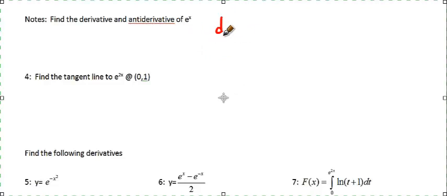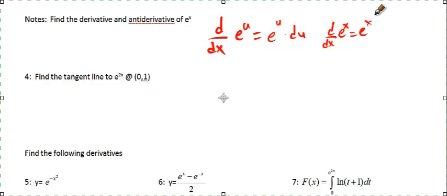So when you want to take the derivative of e to the u, e to anything, it will just be e to whatever it is times the derivative of the inside. Just chain rule. So the derivative in terms of x of e to the x is just e to the x times the derivative of x, which is 1.